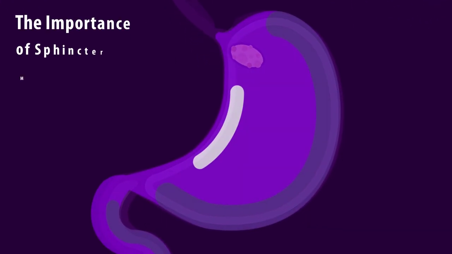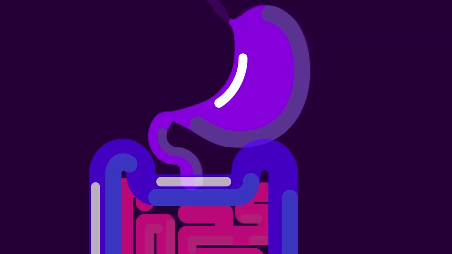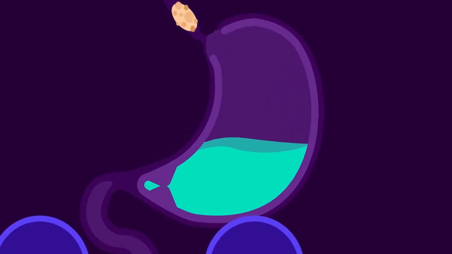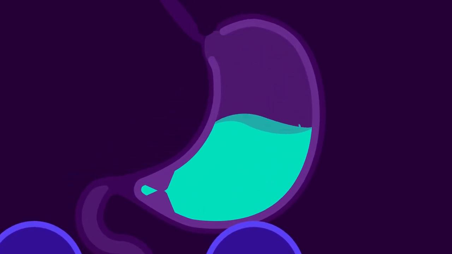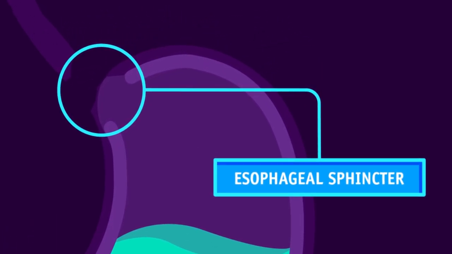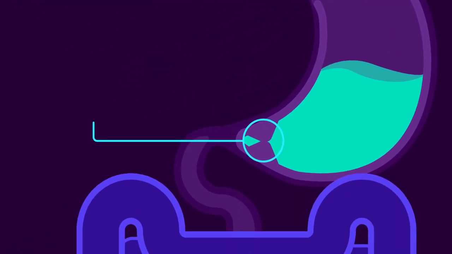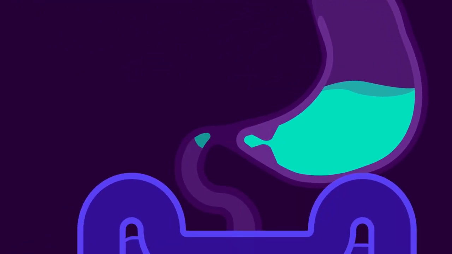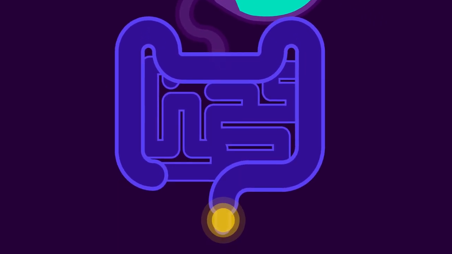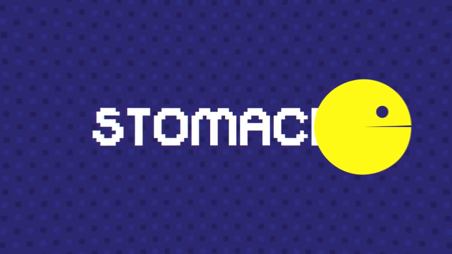The importance of sphincter muscles. Three types of sphincter muscles help in the digestive system. Here, at the junction of the esophagus and the stomach, is a thick ring of circular, smooth muscle that prevents the movement of food from passing from the esophagus into the stomach. It is called the esophageal sphincter. Another sphincter muscle, the pyloric sphincter, directs the passage of food from the stomach into the intestine. The third sphincter muscle surrounds the anus.